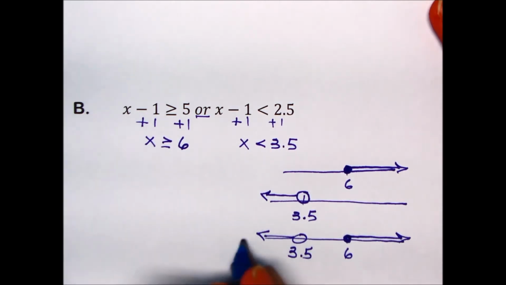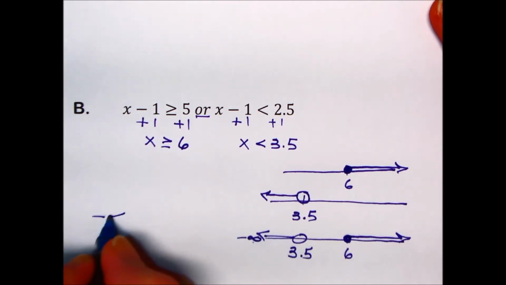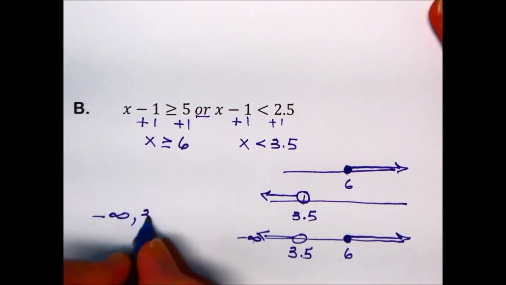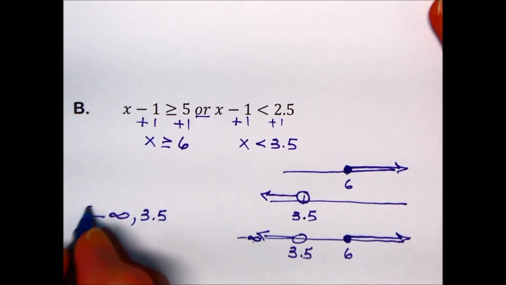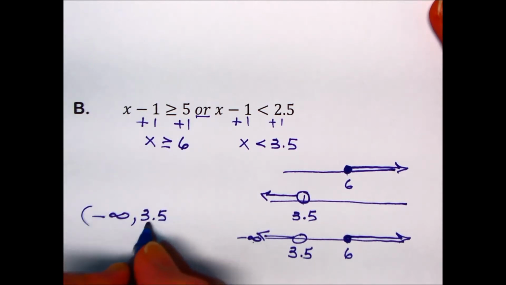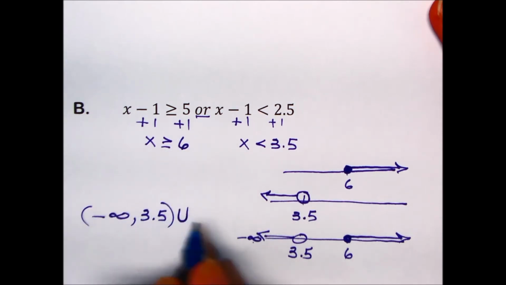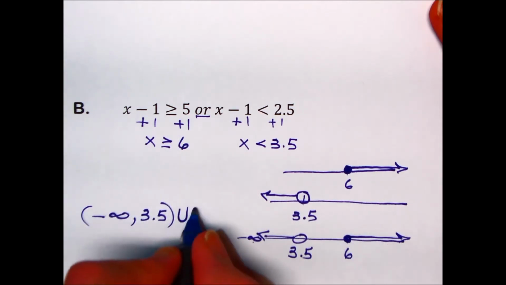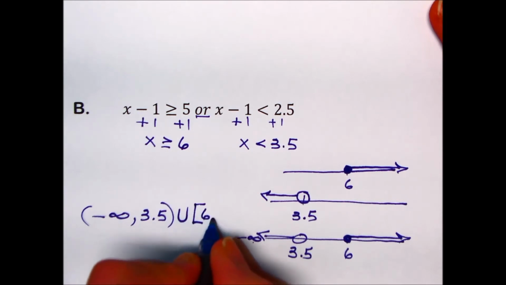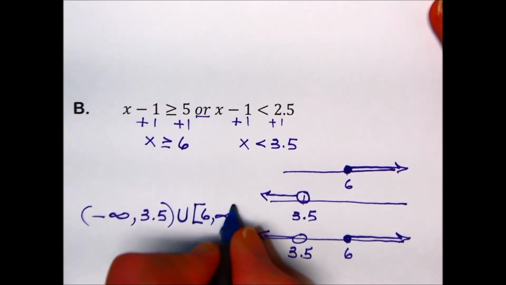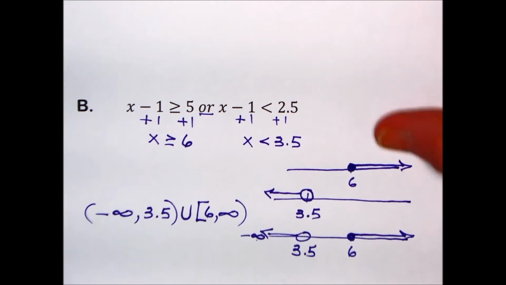Interval notation, we're headed towards negative infinity in this interval, so that's what we'll start with, and stopping at 3.5. Parenthesis, we're not including our 3.5. Or, so we'll use our union symbol, this interval, which includes 6 and heads towards positive infinity.